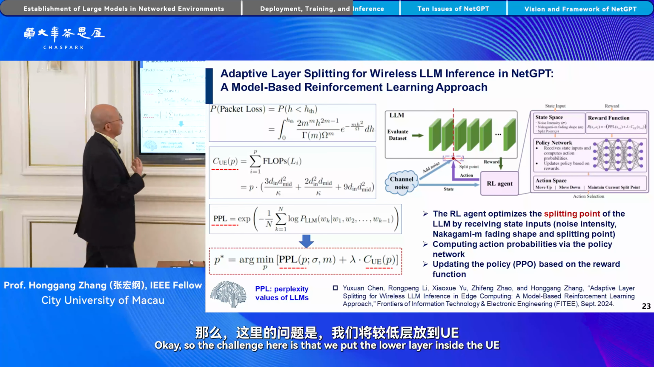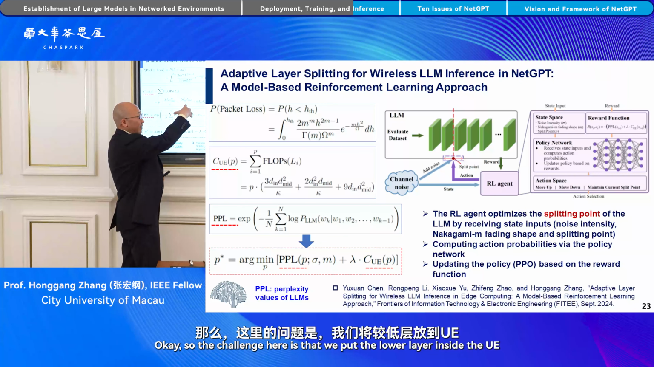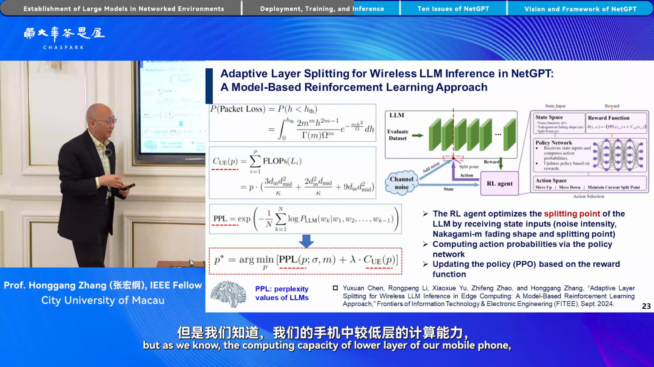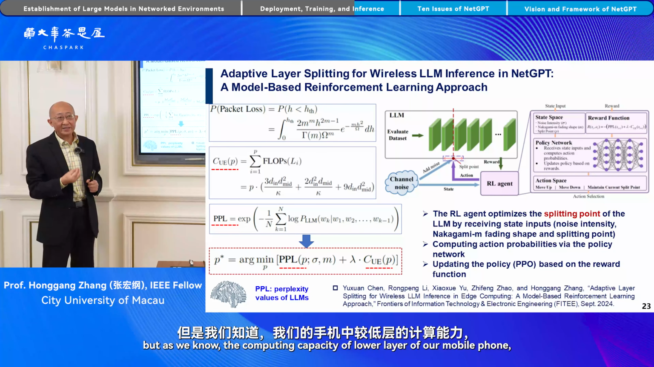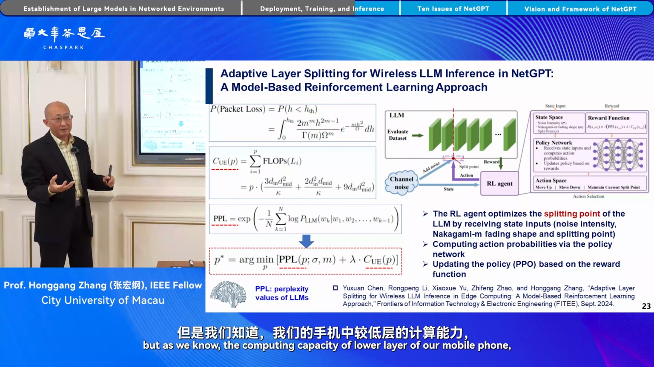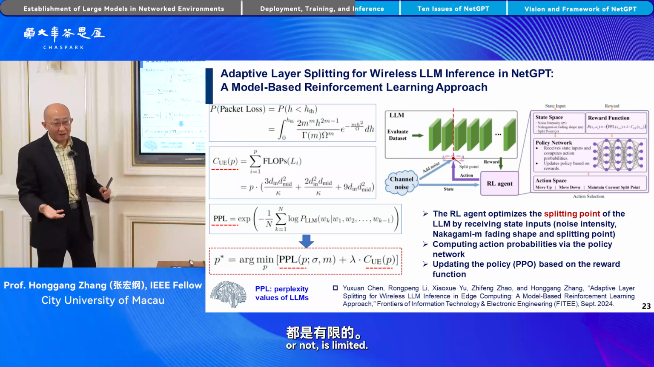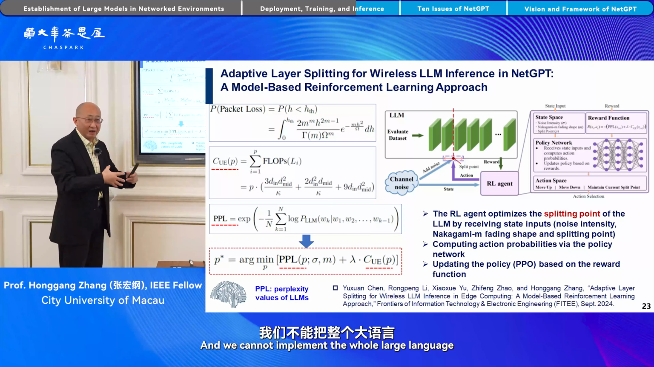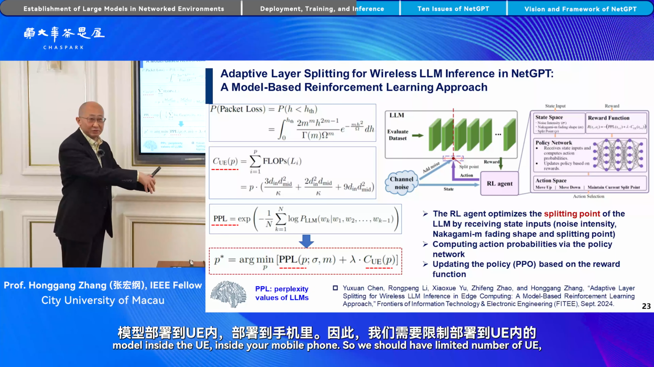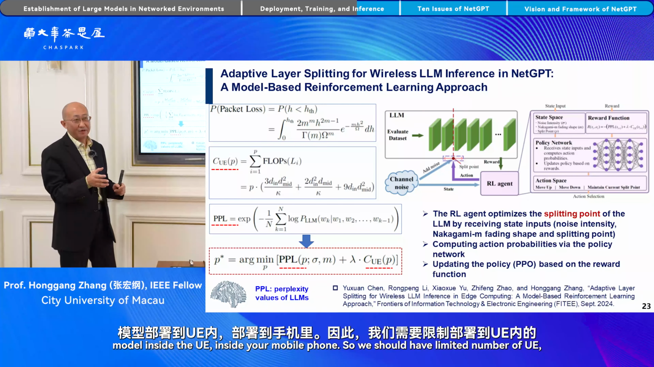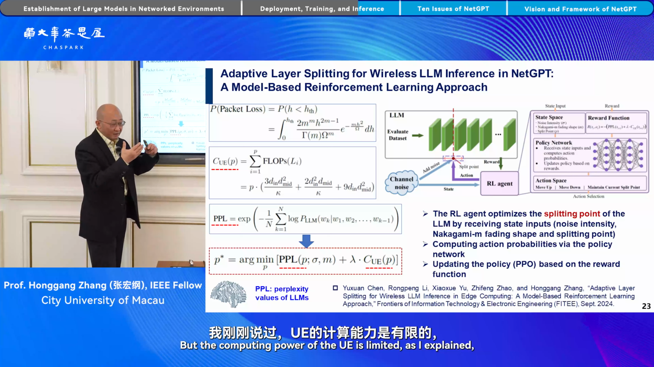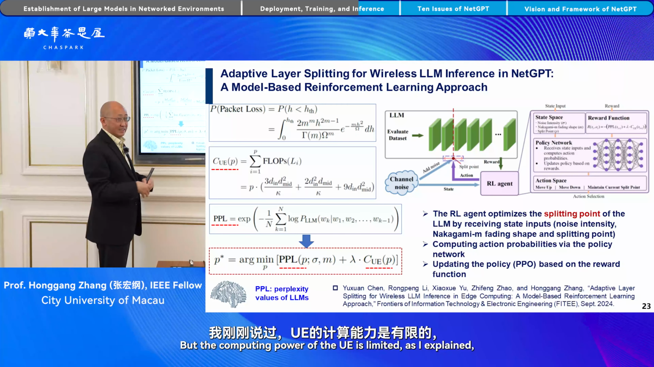The challenge here is that we put the lower layers inside the UE and the higher layers inside the edge node and the cloud, right? But as we know, the computing capacity of our mobile phone, no matter whether it's smart or not, is limited. Computing power is limited, and we cannot implement the whole large language model inside your mobile phone. So we should have only a limited number of lower layers of the large language model inside the UE.